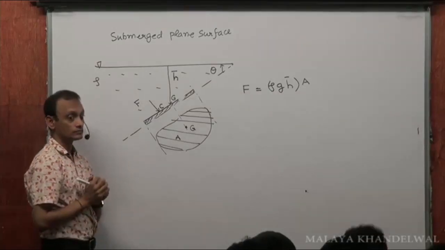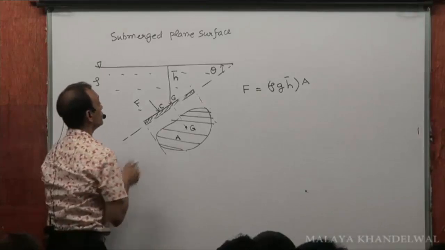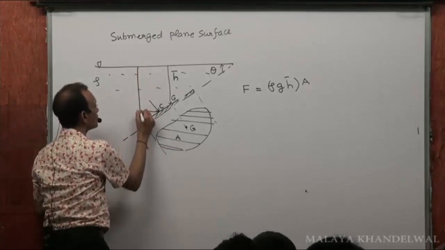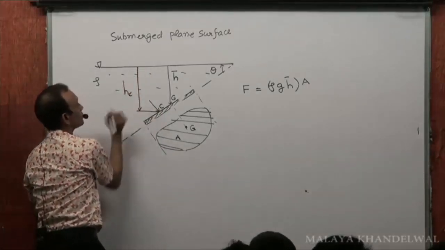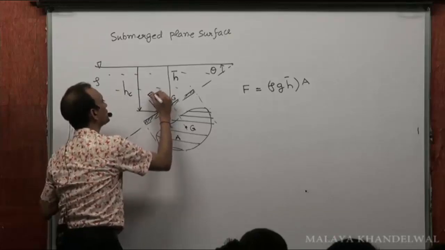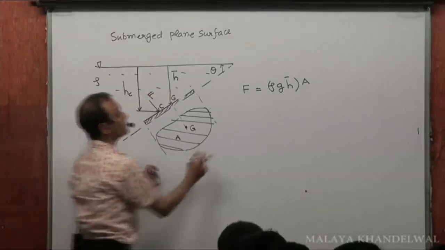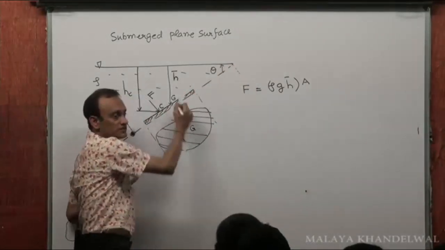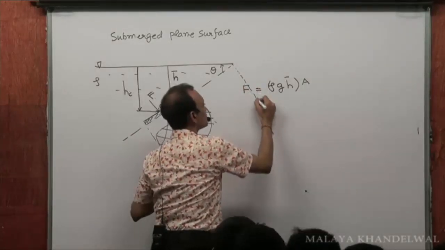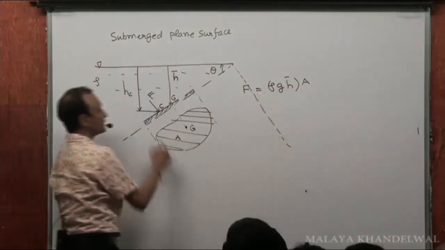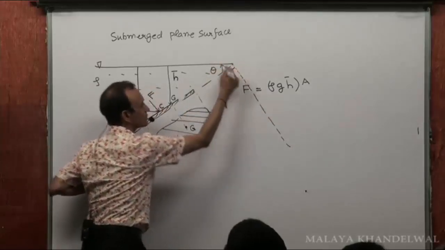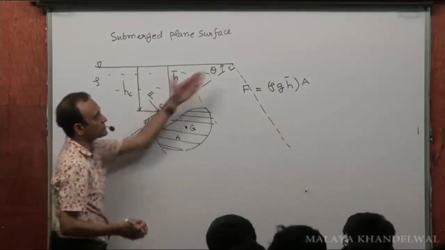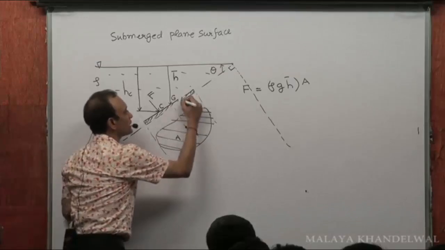And the depth of the center of pressure is HC. The depth where you can imagine the entire force to be acting, the depth of the center of pressure, is HC. Now this is the direction of the submerged surface. This is perpendicular to this. This is a line perpendicular to the direction of the submerged surface. This is the direction perpendicular to that. Let me tell you the final result.